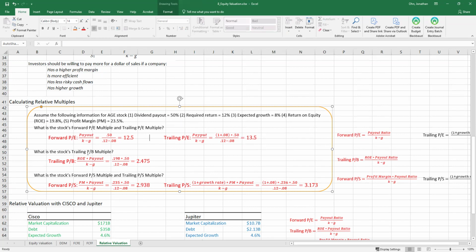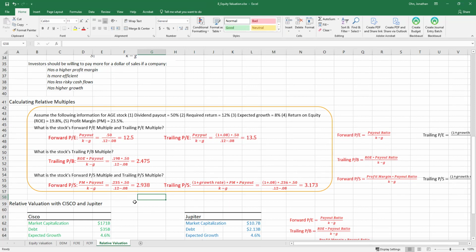And trailing price to book ratio is return on equity, which is 19.5%, times the payout ratio of 50%, divided by 12% minus 8%, that's 2.475. For sales, price sales ratio is profit margin, 23.5%, times payout ratio divided by the cost of equity minus growth rate, that's 2.938. So this is how you calculate relative multiples.